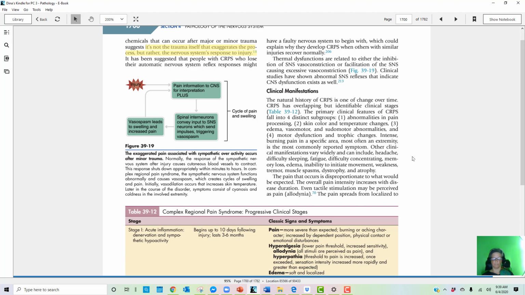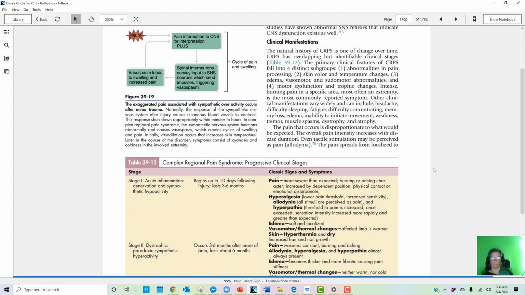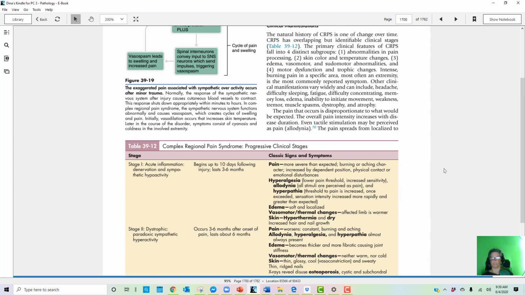Thermal dysfunctions are related to either the inhibition of SNS vasoconstriction or facilitation of the SNS causing excessive vasoconstriction. Figure 39-19. Clinical studies have shown abnormal SNS reflexes that indicate CNS dysfunction exists as well. Clinical manifestations. The natural history of CRPS is one of change over time. CRPS has overlapping but identifiable clinical stages.